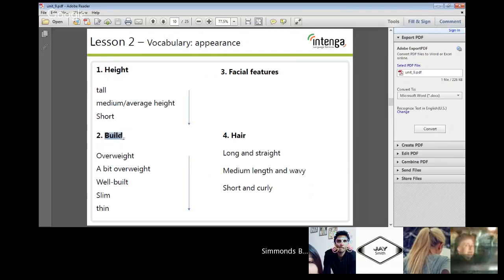So now we'll look at the build category. So here we have, again, the shape. So we can have overweight, for example. They are heavier than the average person. A bit overweight is just a tiny bit heavier than maybe an average person. We can also say well-built, which is more of that sport type. Okay. And then slim and thin.